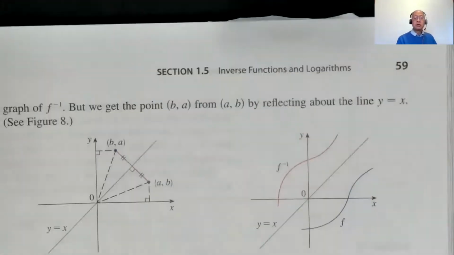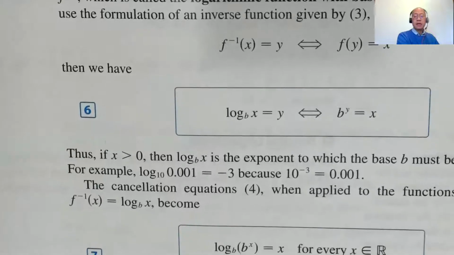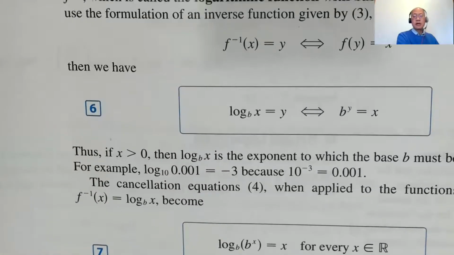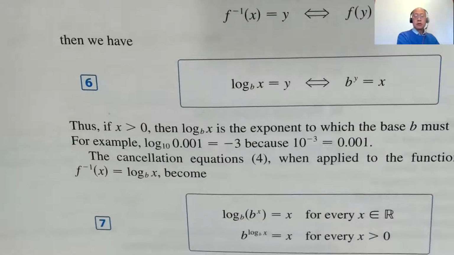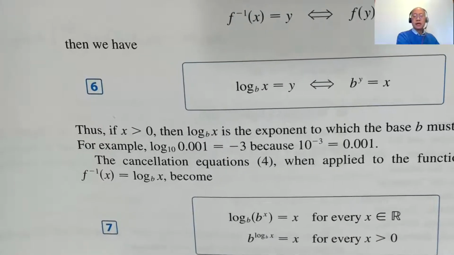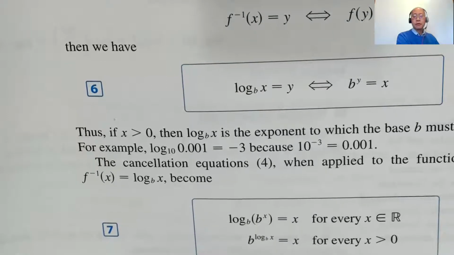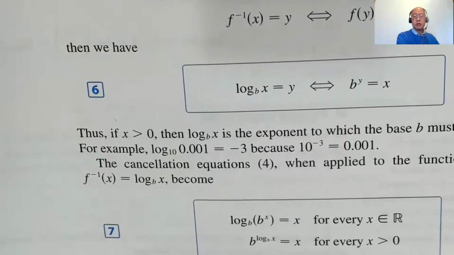Okay, some properties of logs. We recall logs on page 59. Log base b of x equals y means the same thing as b to the y equals x. Number 7, log base b of b to the x equals x, and b raised to the log base b of x equals x, if x is positive. We can only take the logarithm of positive numbers, you might recall.